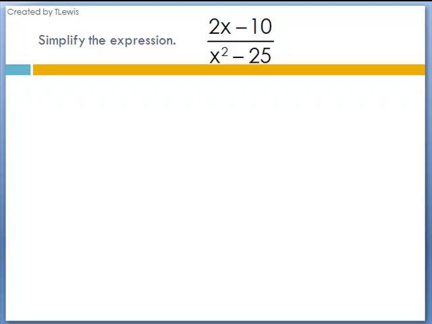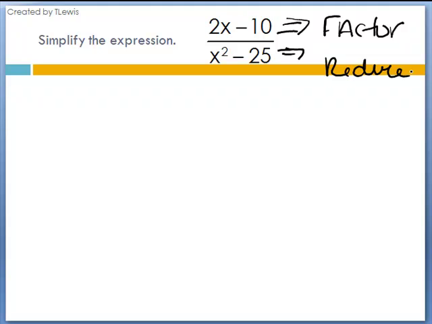We have a rational expression, and the rule says that when we simplify a rational expression, we want to factor the numerator and denominator completely, and then we want to reduce. Let's go back to what we did in the previous chapter.